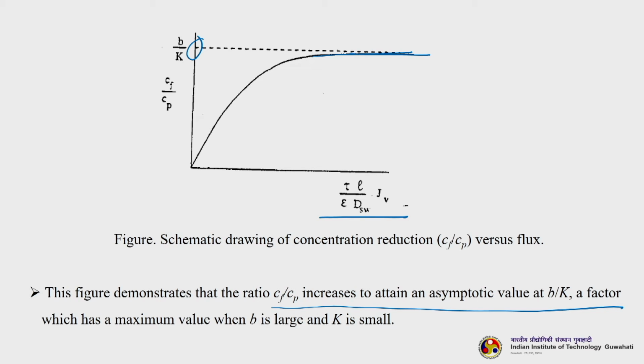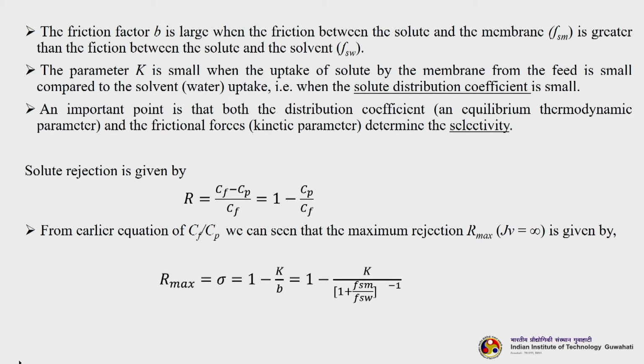When B is large, K is actually small. The friction factor B is large when the friction between the solute and the membrane is greater than the friction between the solute and the solvent. The parameter K is small when the uptake of the solute by the membrane from the feed is small compared to the solvent water uptake, when the solute distribution coefficient is small. An important point is that both the distribution coefficient, an equilibrium thermodynamic parameter, and the frictional forces, which are kinetic parameters, determine the selectivity. So, students, just note it down. It is very important to remember that the selectivity of the membrane is governed by two important parameters.